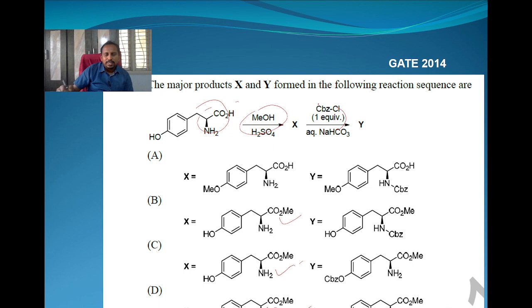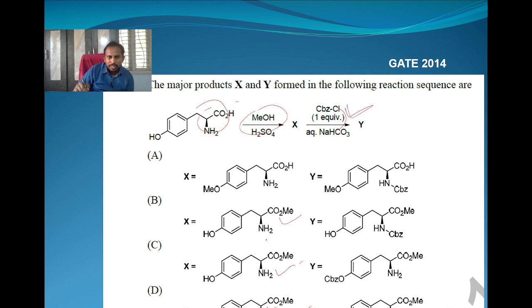CbZ-Cl, protection of amine group. Benzyloxycarbonyl group, and benzyl chloroformate will be used for this protection. This protecting group is used for protection of the NH2 group.